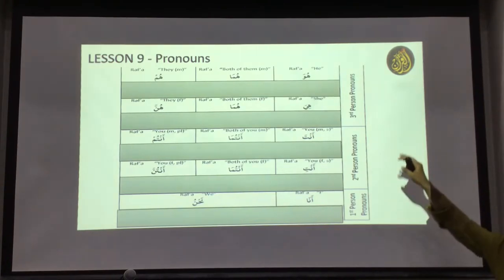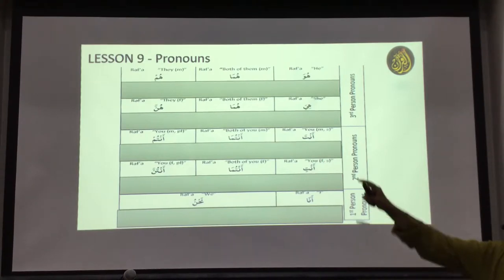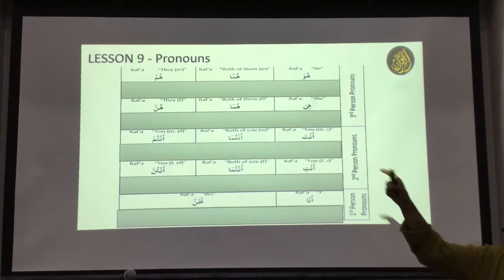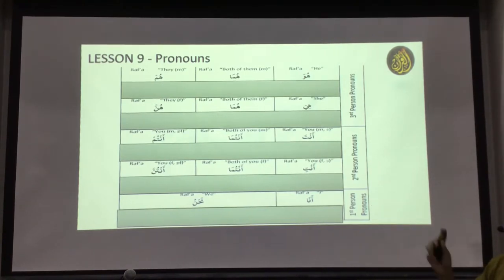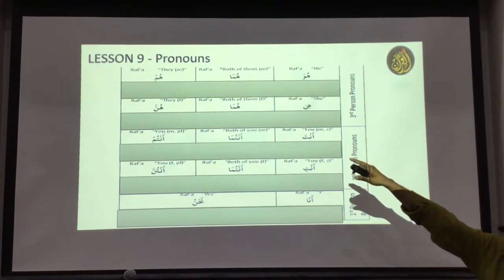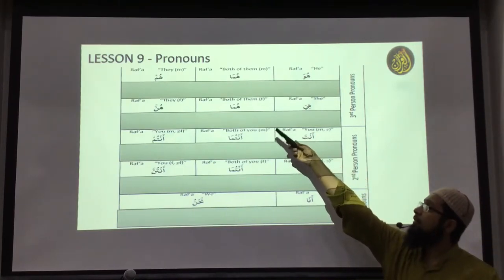How do we memorize? We memorize from the top. So we say huwa, huwa means he. Huma means both of them, so two male people, okay? And hum, like we always say hum, means them. So huwa, huma, hum. Hiya means she. Huma is again both of the females. So these two are very similar, huma and huma.